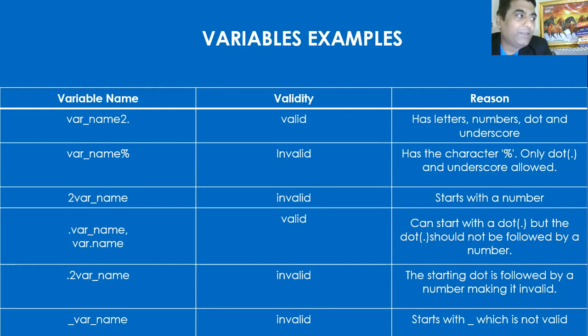But the second is variable name with percent. So it is invalid. The reason is that a special character, that is percent, has been used in the variable name, which is an operator in R. So it is invalid. Now the third is 2var_name. This is incorrect, this is invalid. The reason is that it has started with a numeric, so it's an incorrect variable name. Similarly, these are some examples I have tried to explain.